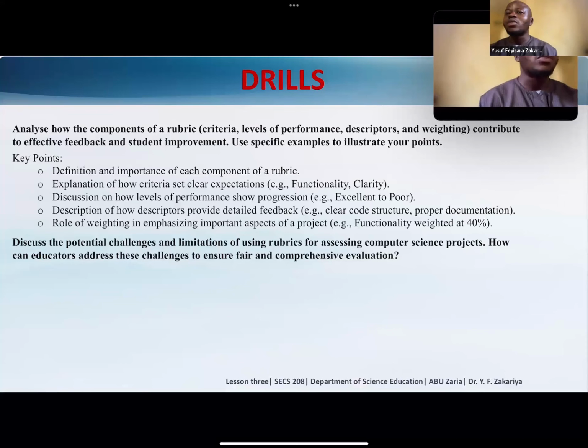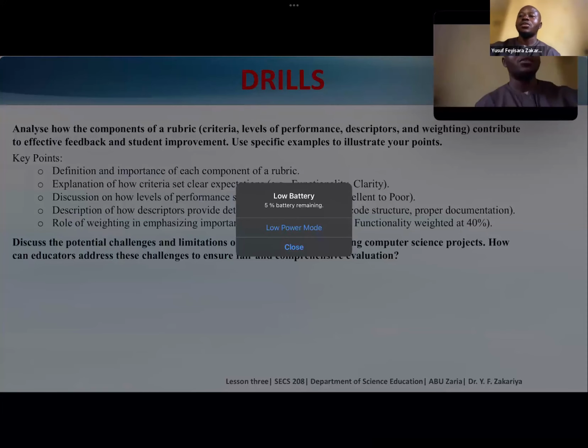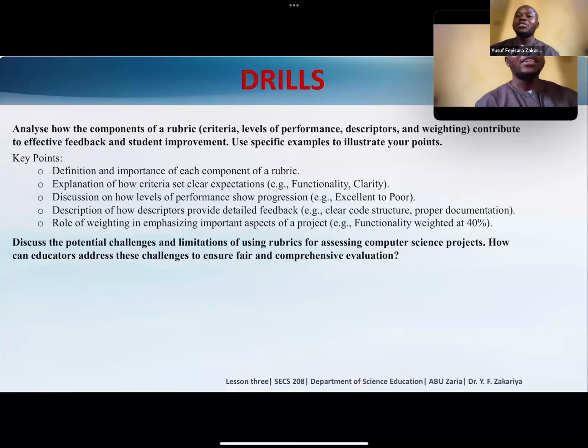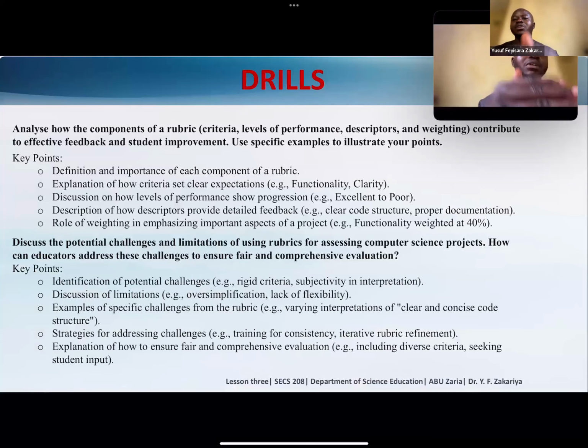Another way I can frame this question is: critically analyze the use of rubrics for assessing computer science projects. I'm saying the same thing. I asked you to discuss potential challenges, but in the exam, I will restrict you. Discuss 5 potential challenges and the corresponding limitations of using rubrics for assessing computer science projects. How can an educator address these challenges to ensure fair and comprehensive evaluation? I've given you some of the things you can consider in the notes.